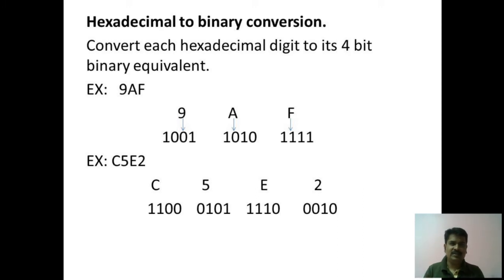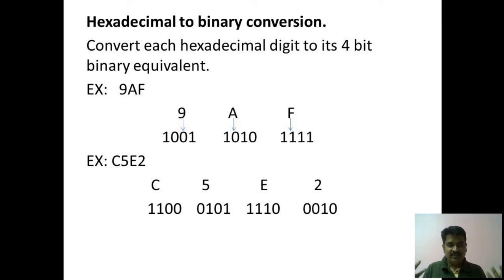Each hexadecimal digit has to be written as its 4-digit binary equivalent. If it is not 4 digits, make it 4 digits by adding 0 to the left-hand side. Here is another example. C5E2 is a hexadecimal number. For C, write the binary equivalent. For 5, write the binary equivalent. For E, write it. For the 2, you will be short of 2 digits. Add 2 extra zeros to the left-hand side, and you will get a 4-digit binary number.